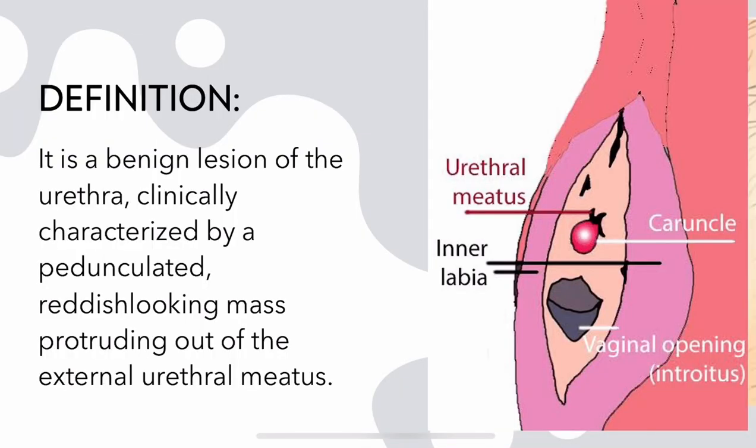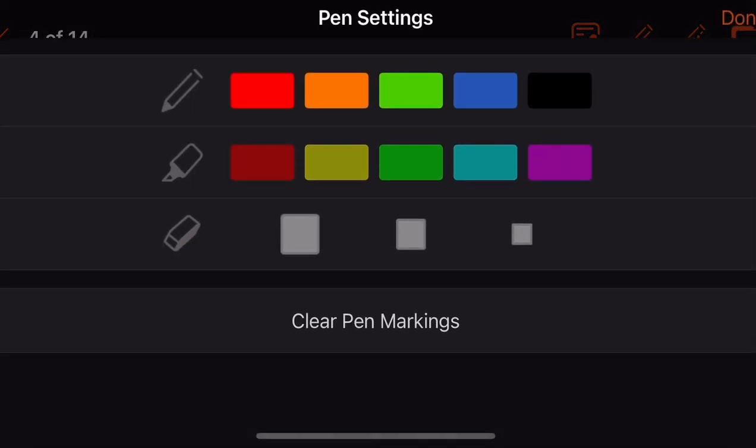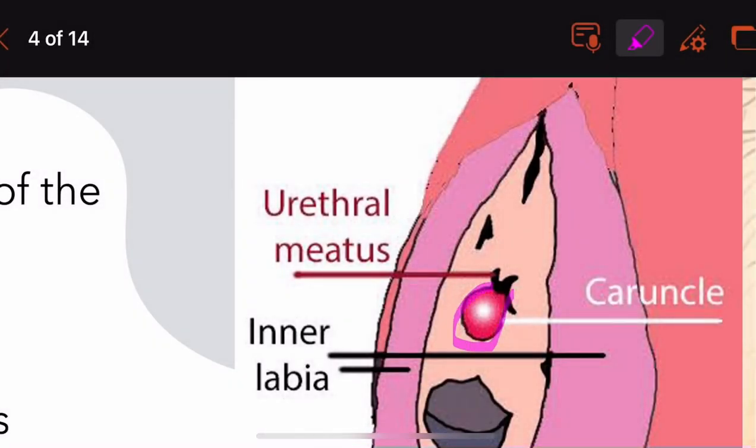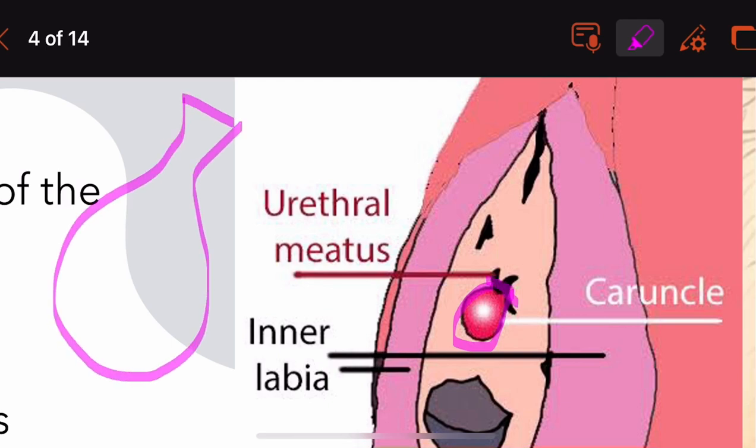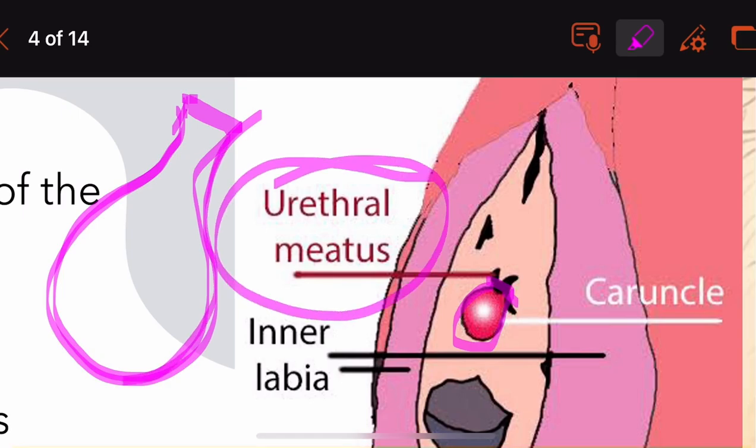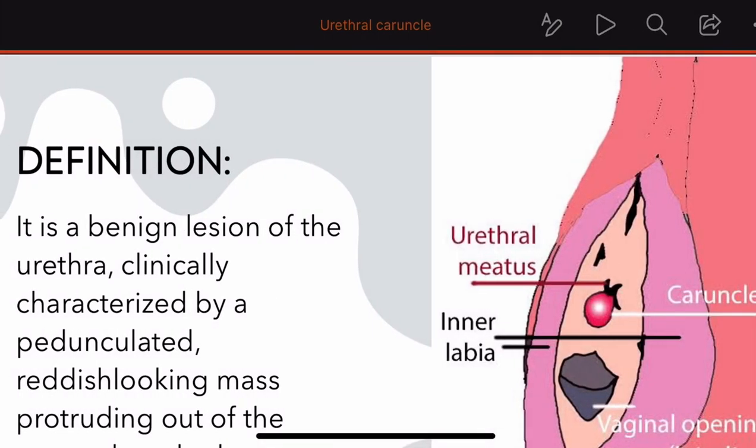What is urethral caruncle? It is a benign lesion of the urethra, clinically characterized by a pedunculated reddish looking mass protruding out of the external urethral meatus. You can see the external urethral meatus here, and this caruncle is a reddish looking mass. It is pedunculated, hanging like a pedicle. It is a pedunculated reddish looking mass extending out from the external urethral meatus.